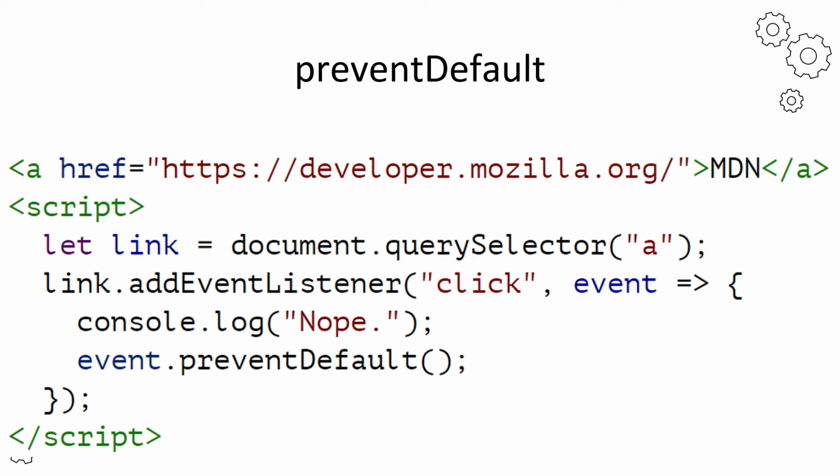Many events have a default action, like a link will take you to its target page. We can prevent this default action from happening with the preventDefault method in the event object. As you can see in this example, when a link is clicked, we call the preventDefault method so that the browser won't take us to the target of the link.